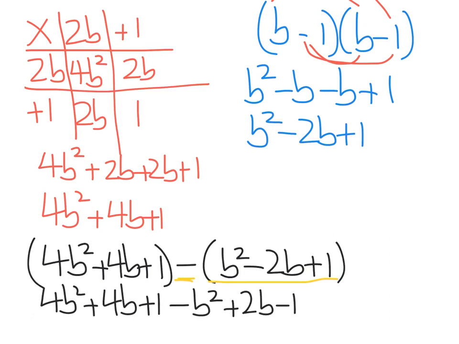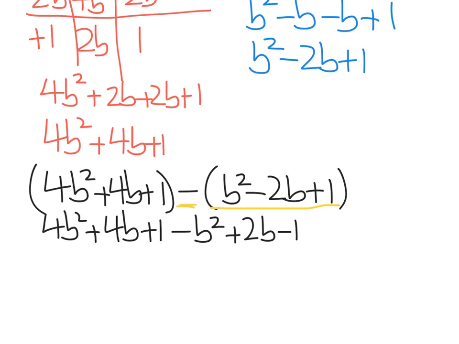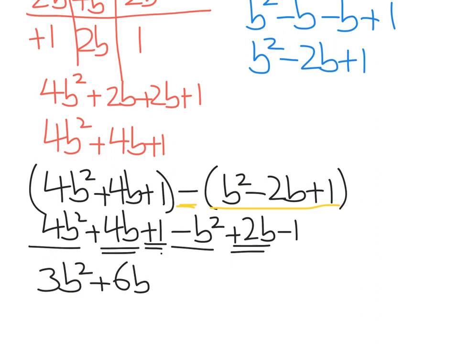take away 1. And that means if I do my last line of simplifying, I've got 4b squared take away b squared, so that's 3b squared. I've got 4b plus 2b, which is 6b, and I've got 1 take away 1, which cancel out. So my answer is 3b squared plus 6b.